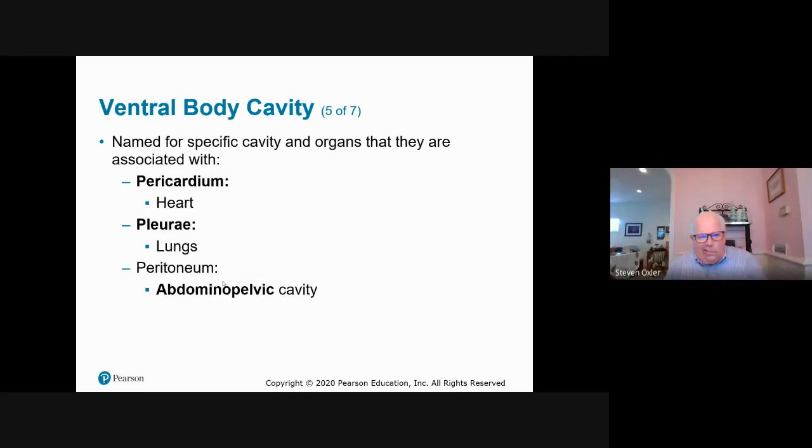There are many names for cavities. We kind of talked about them already. The pericardium is the heart. The pleura, which is plural, is for both lungs. Here's another membrane, the peritoneum. The peritoneum is the serosal membrane that covers the abdominal pelvic cavity. Okay? So the pericardial membrane covers the heart, the pleural membrane covers the lungs, and the peritoneal membrane covers the entire abdominal pelvic cavity. All right?